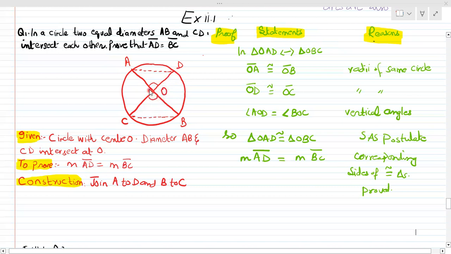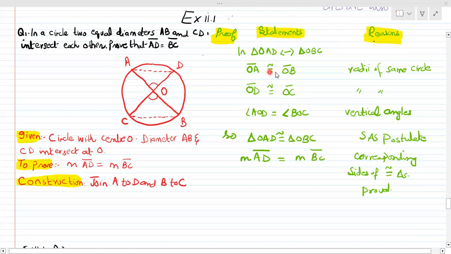And the third point, we can see that angle AOD, which is this angle, is also equal to angle BOC, which is this angle. And the reason for their equality is that they are vertical angles, because they are created by the intersection of AB and CD, right?